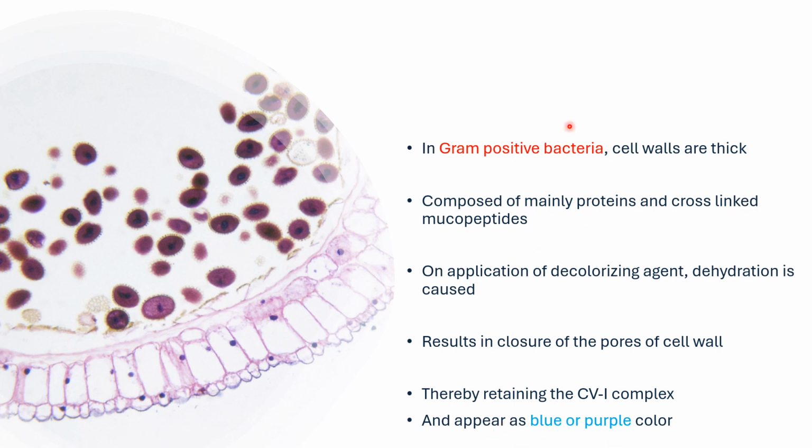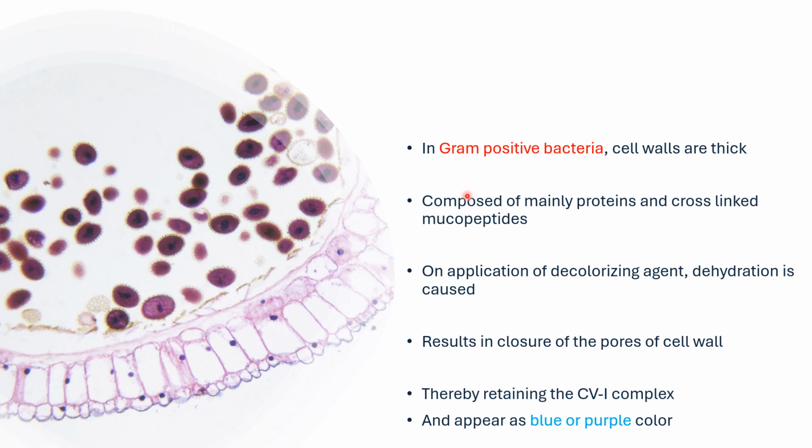So in case of gram-positive bacteria, the bacterial cell will appear as blue or purple in color. That is, it will retain the color of the primary stain. So that is the principle involved in the gram staining method.